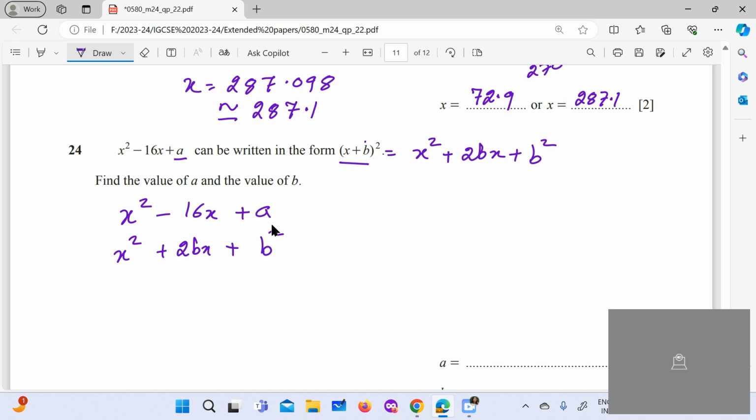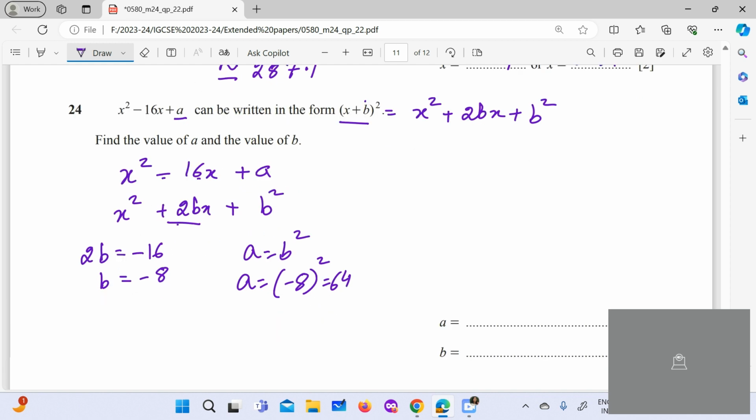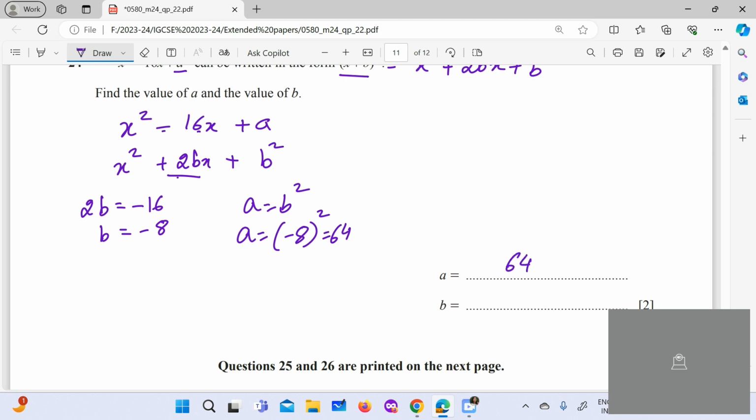So one thing we can see here, 2b we can equate with minus 16. So 2b is minus 16, which will give you the value of b as minus 8. And here if you look, a is equal to b squared. It means a equals (minus 8) whole squared, that is 64. So you got the values of a as 64 and b as minus 8. I hope this is clear to everyone.